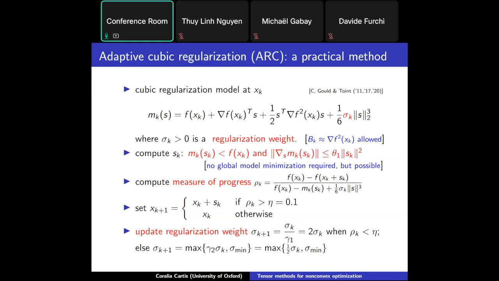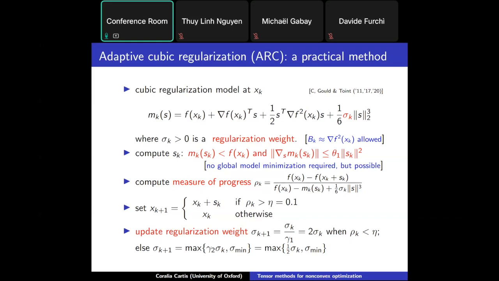I'm going to evaluate if my function decreases. With respect to the model decrease, the model always decreases because I minimize it, but does the function also decrease? If that's the case, then I take my step, otherwise I stay at the same point and I adjust sigma, so I increase the weight. The thing to remember is that increasing sigma makes my step shorter, and gives me more chance of decreasing my function.